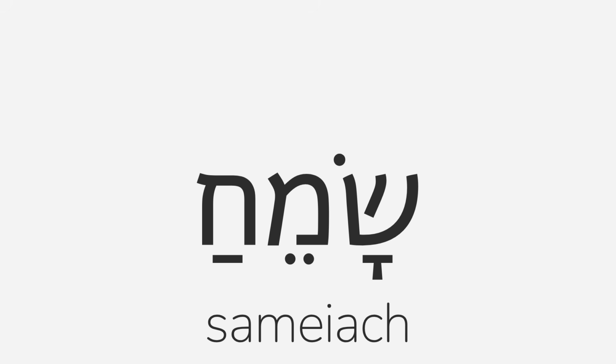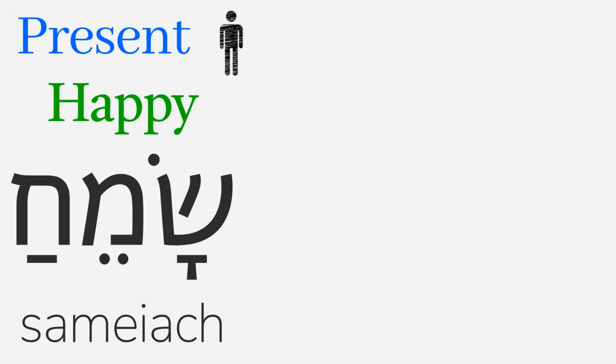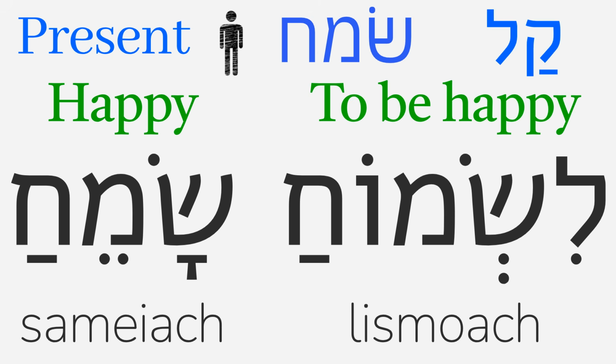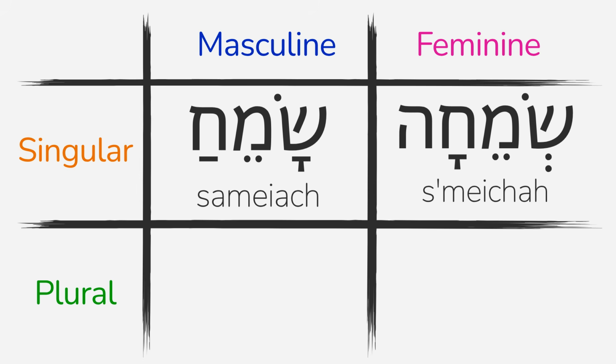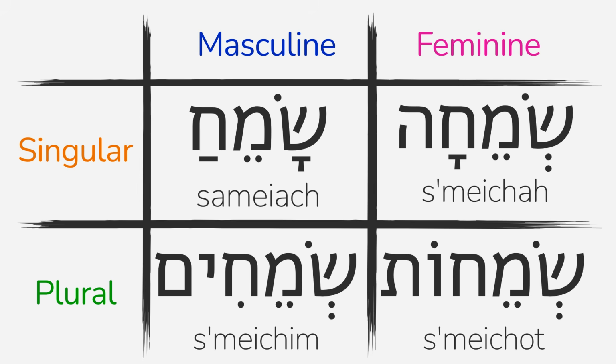Another stative verb we've seen before as an adjective is sameach, which means happy. Now we can see that this is the masculine singular form of the present tense of the verb lismoach, to be happy. It has a kamatz and a tsere as its vowels. And since it ends with chet, it has the a vowel added for an ayin or chet at the end of the word. From this, we can make the other forms, smecha, smechim, and smechot. Happy, or is or are happy, in feminine singular, masculine plural, and feminine plural form.